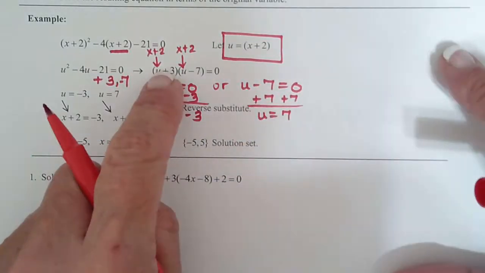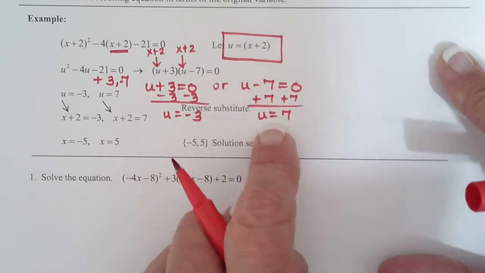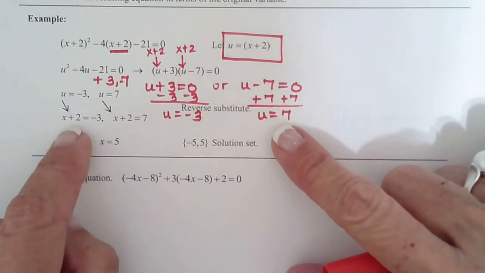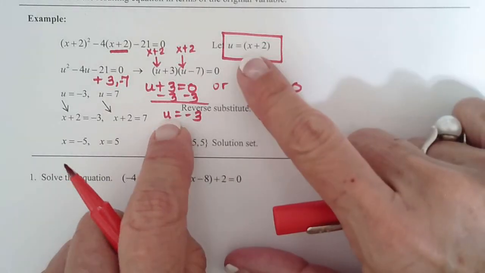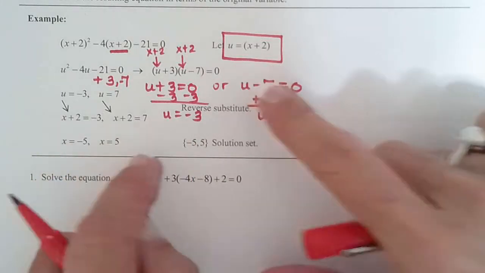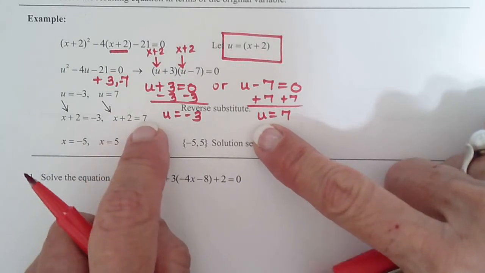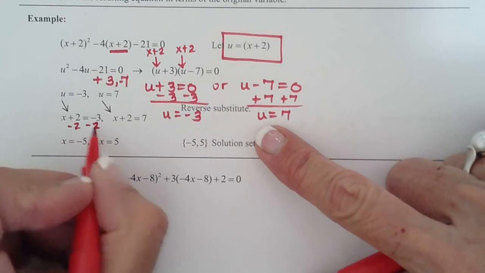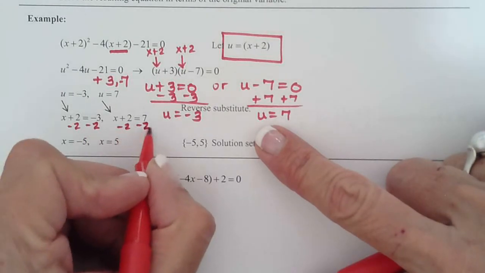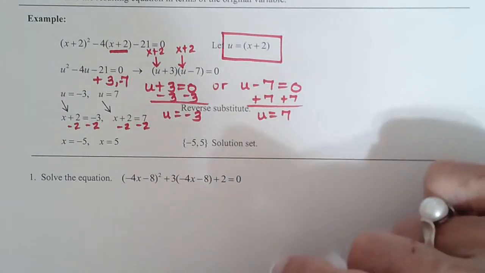So if a times b equals 0, either a is 0 or b is 0. Then I plugged x plus 2 back in. So put x plus 2 in for that u, and I get x plus 2 equals negative 3. Put x plus 2 back in for that u, I get x plus 2 equals 7. Solve both of those, and you get the two answers, negative 5, positive 5, as your solution set.